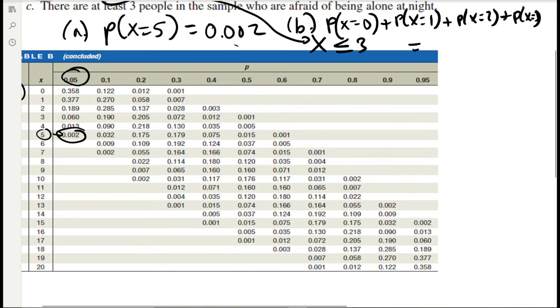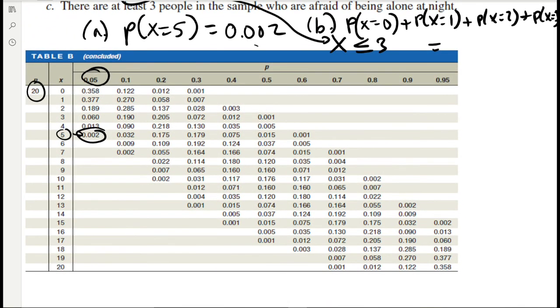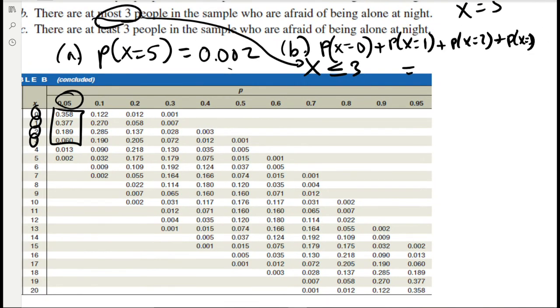So we're looking at, if we go back to the chart, now we're looking at X equals 0, 1, 2, and 3. So we're adding up these 4 probabilities. So it turns out if you add those 4 probabilities, you're going to get 0.984.